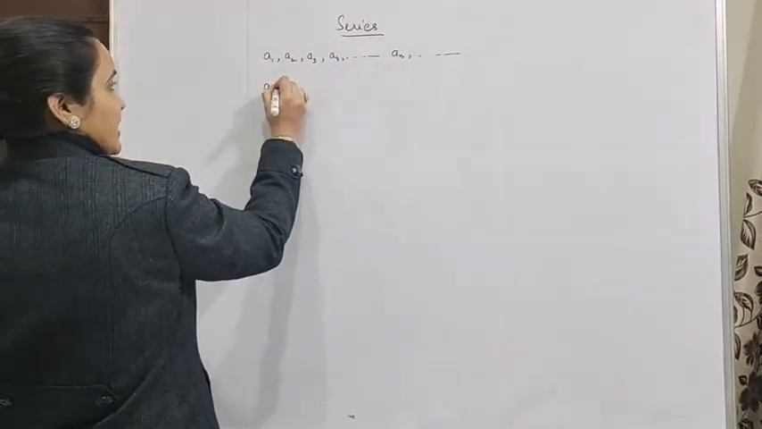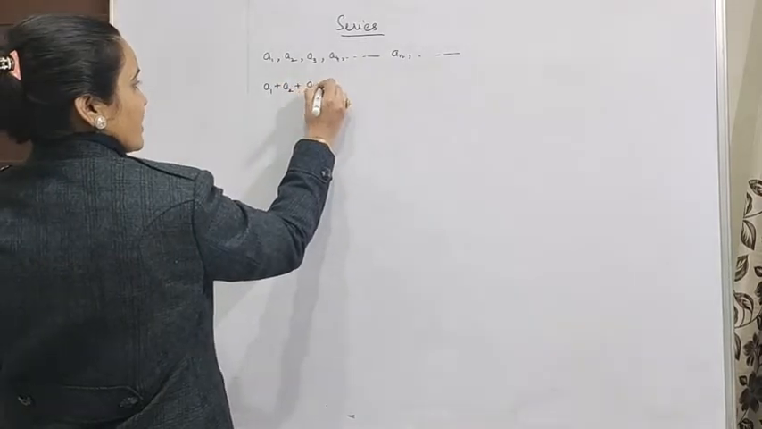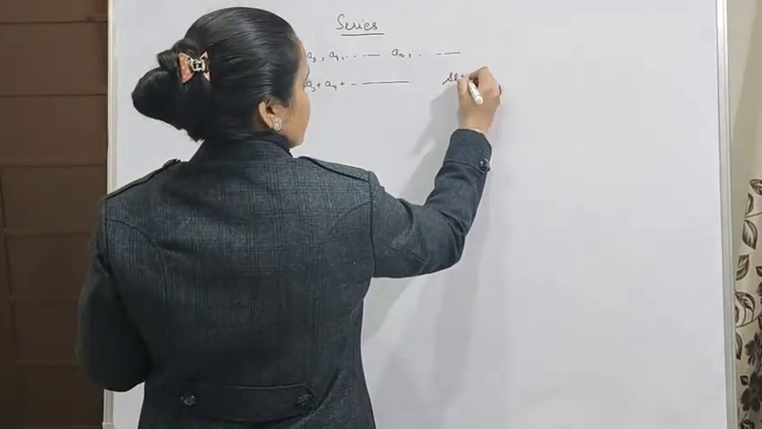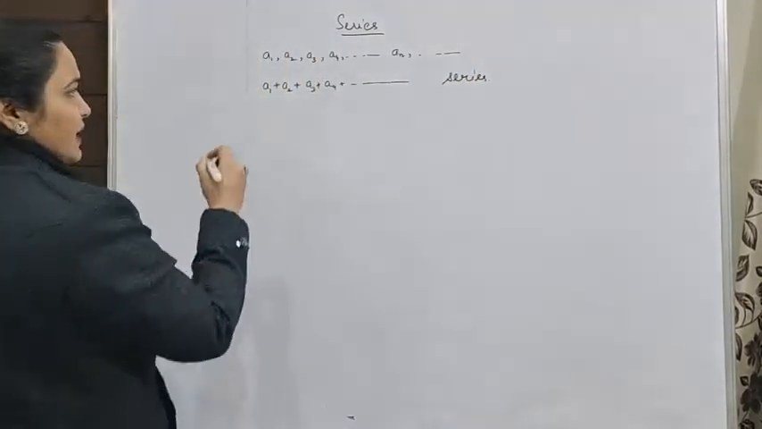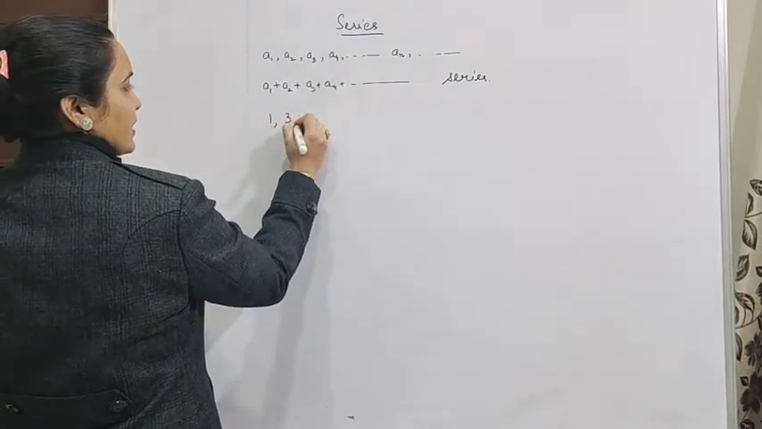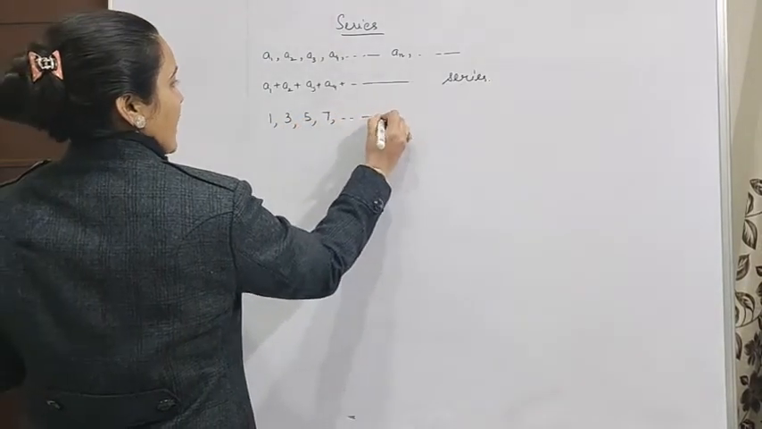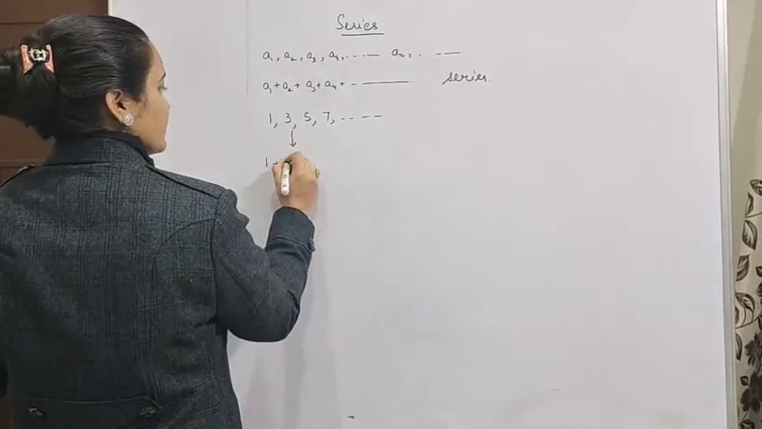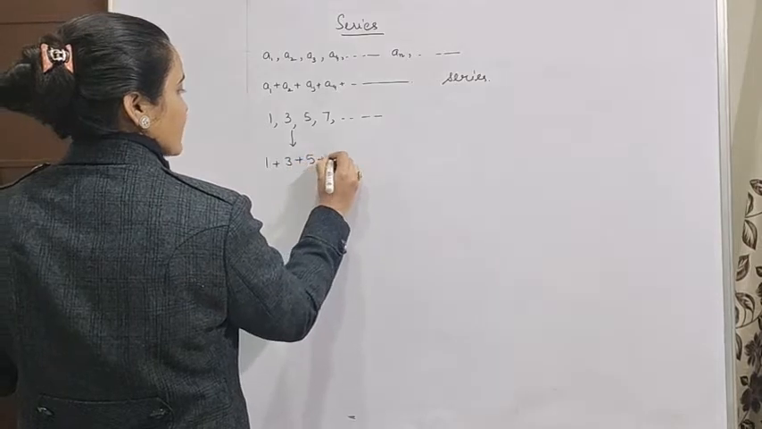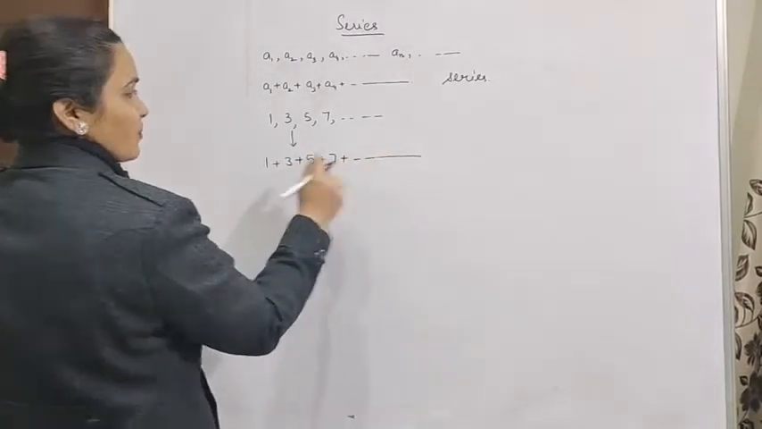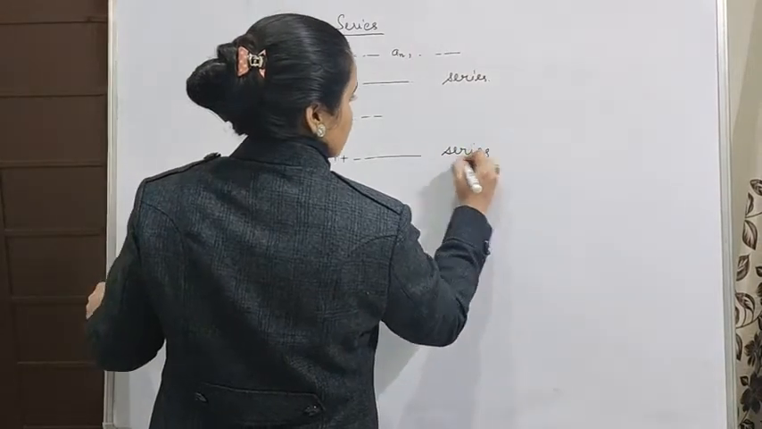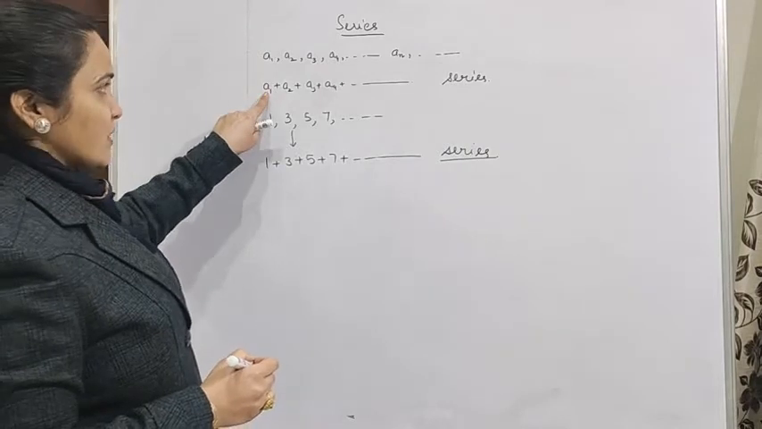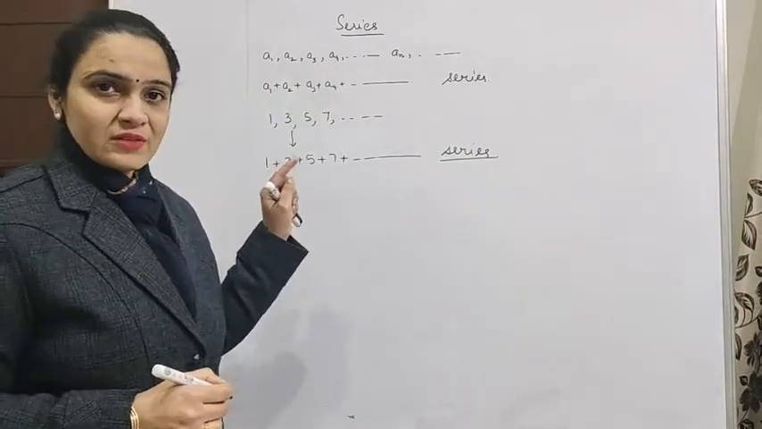So if we connect this as A1 plus A2 plus A3 plus A4 and so on, then this is called a series. For example, we have 1, 3, 5, 7 as the terms of a sequence. If I connect these with positive signs, 1 plus 3 plus 5 plus 7 plus so on, then this becomes a series. So a sequence will become a series if we connect it with positive or negative signs.